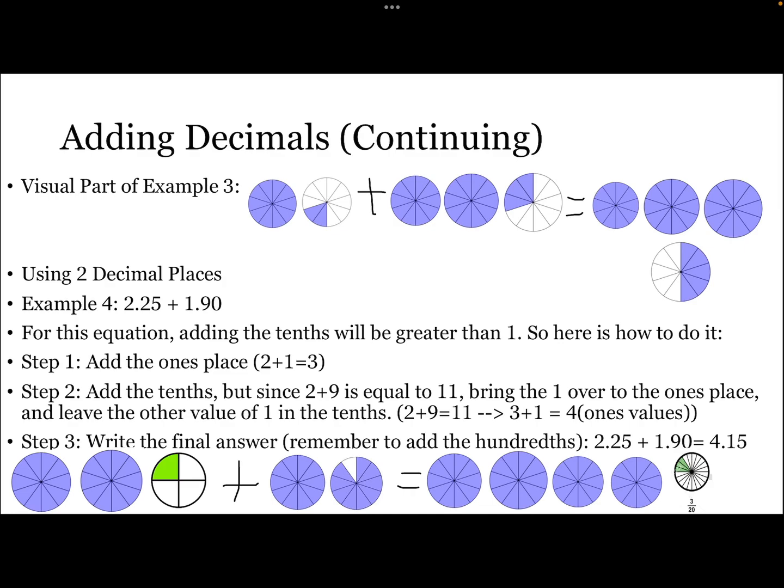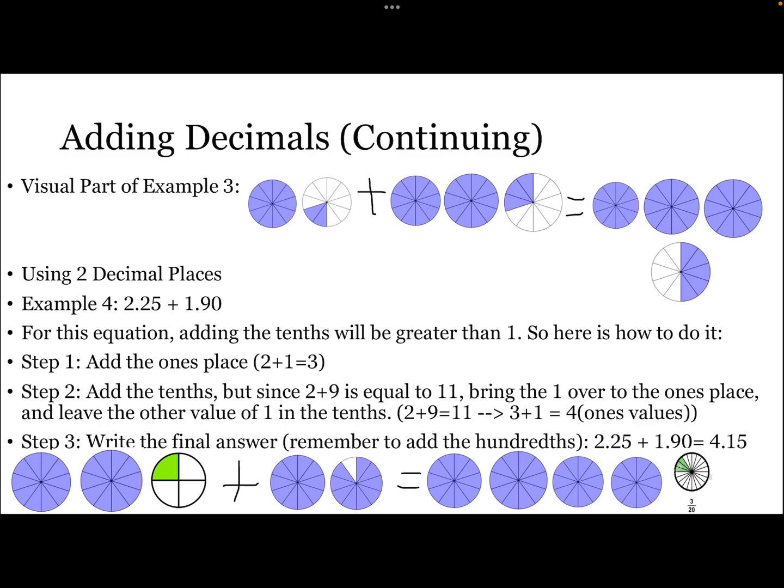Adding decimals, continuing again. Here is a visual part of example 3 since I wasn't able to fit it in the last one. Now, example 4. We're going to use 2 decimal places. 2.25 plus 1.90. For this equation, adding the tenths will be greater than 1. So here's how to do it. Add the ones place, 2 plus 1 equals 3. Add the tenths for step 2, but since 2 plus 9 is equal to 11, bring the 1 over to the ones place and leave the other value of 1 in the tenths.